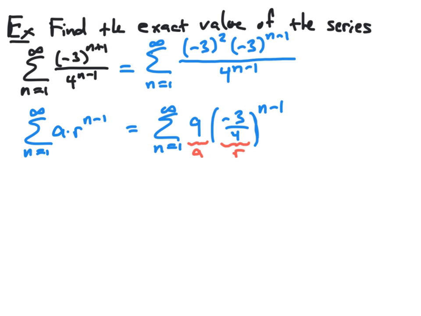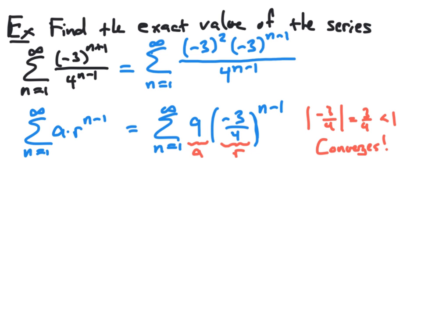Now we can determine everything that we need to know about this geometric series by looking at these values of a and r. First, we have the absolute value of r, which is the absolute value of negative 3/4, which is positive 3/4. That is a value less than 1. And so that tells us that our geometric series converges, because our geometric series will converge whenever the absolute value of the ratio is less than 1.